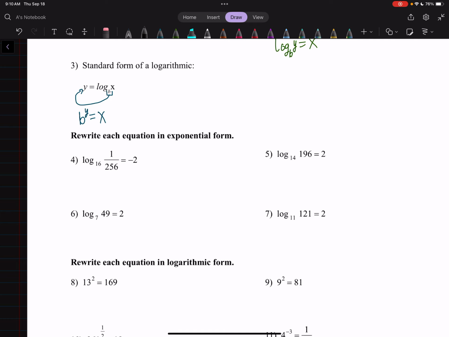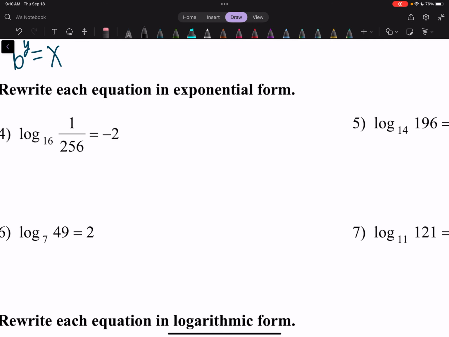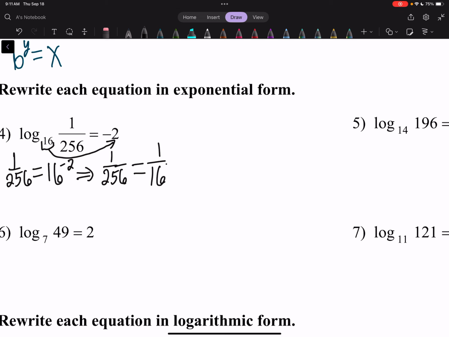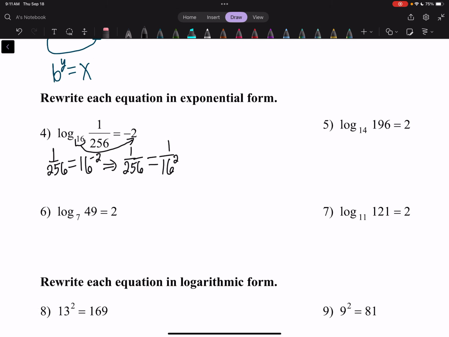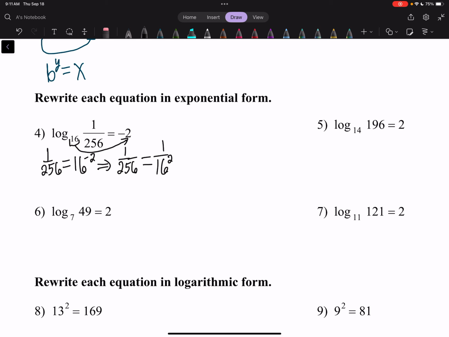1 through 4. Rewrite each equation in exponential form. So number 4, my base is 16. I'm going to shove it under the negative 2. 1 over 256 equals 16 to the negative 2 power. Well, if you remember from the exponent rules, you will know this can be rewritten as 1 over 256 equals 1 over 16 squared. All right, there's your answer. 16 squared is 256. It is correct. Try the other three, and let's move on.